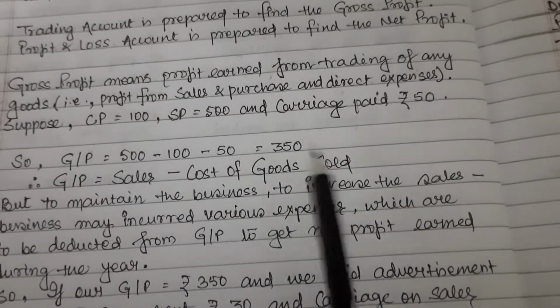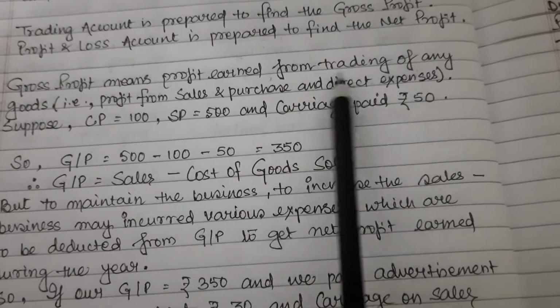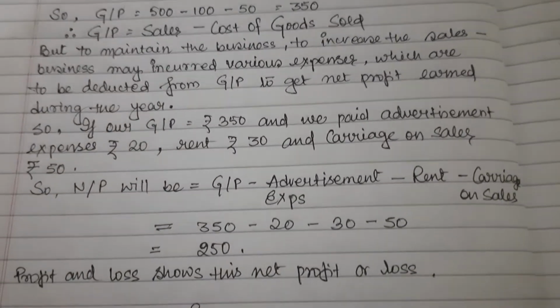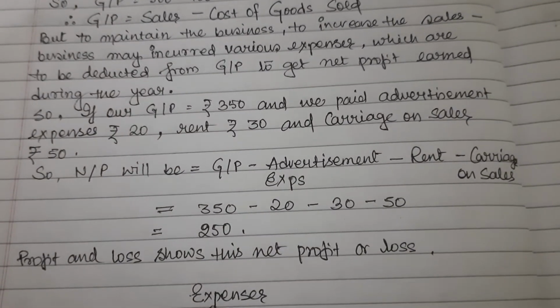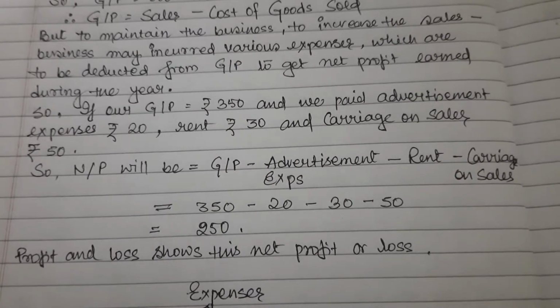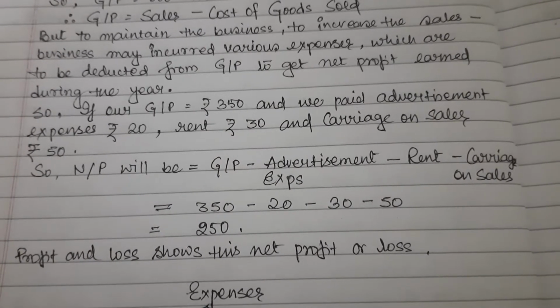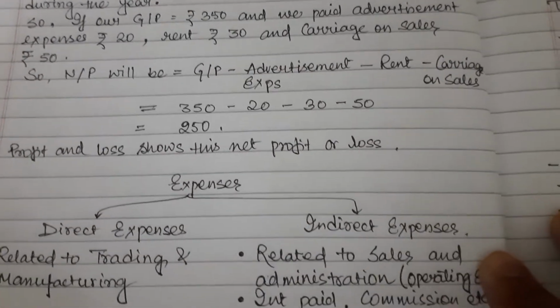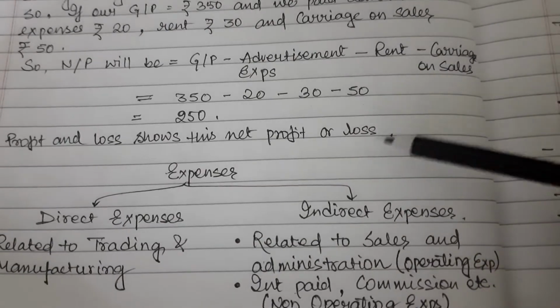So gross profit means the profit earned from trading, and from that gross profit, if we deduct all sorts of expenses which are indirect in nature, that means which are not related to purchase, we will get net profit. Now profit and loss shows these net profit or losses.